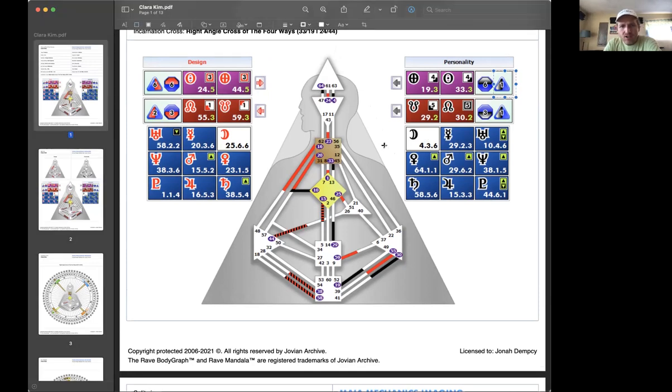Okay, so to start with chart characteristics, you have one channel, and I usually start by doing a little keynoting of the channels. There's not a lot to keynote when you have one channel. We can do some keynoting when we get to your incarnation cross.